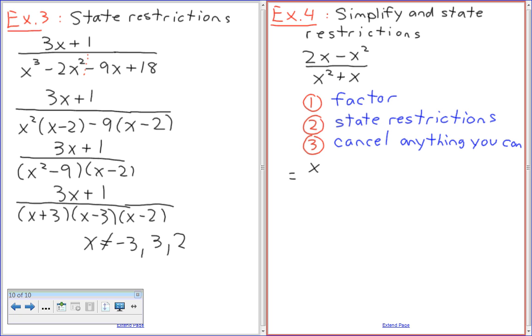Yeah, x is factored out, x is common. What's left inside the brackets? 2 take away x, good. Georgie, x squared plus x. Factor that for me, please. Good.